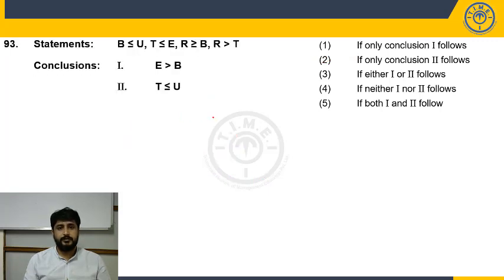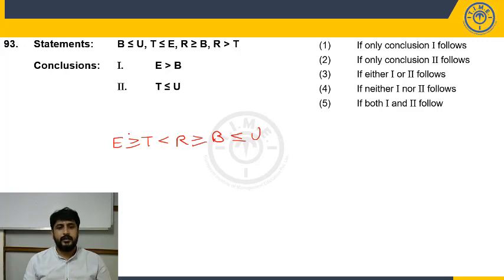Let's combine the statements. B less than or equal to U. R greater than or equal to B. R greater than T is as good as T less than R. And T less than or equal to E is as good as E greater than or equal to T. According to the statement, we are reversing it. To combine the statement, we are reversing it.